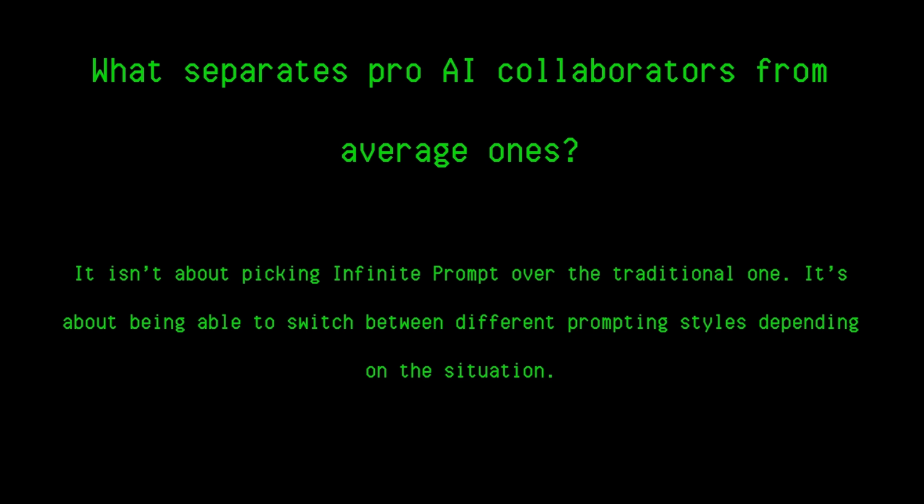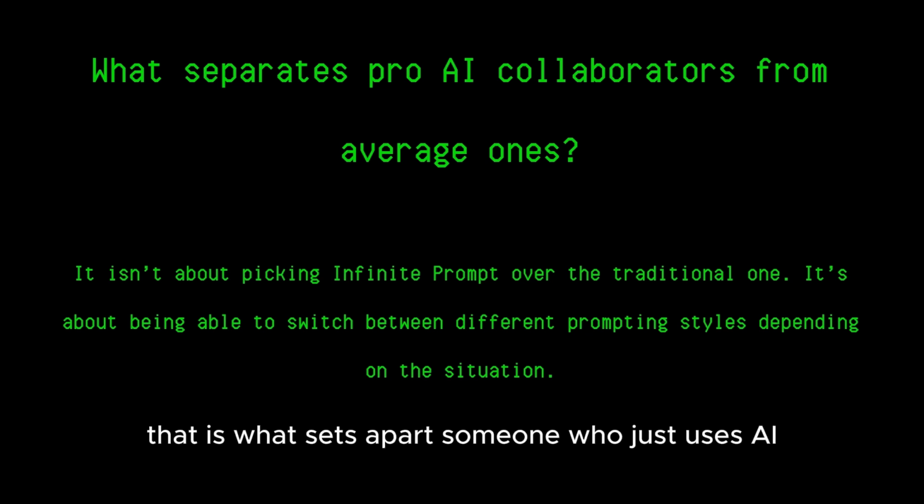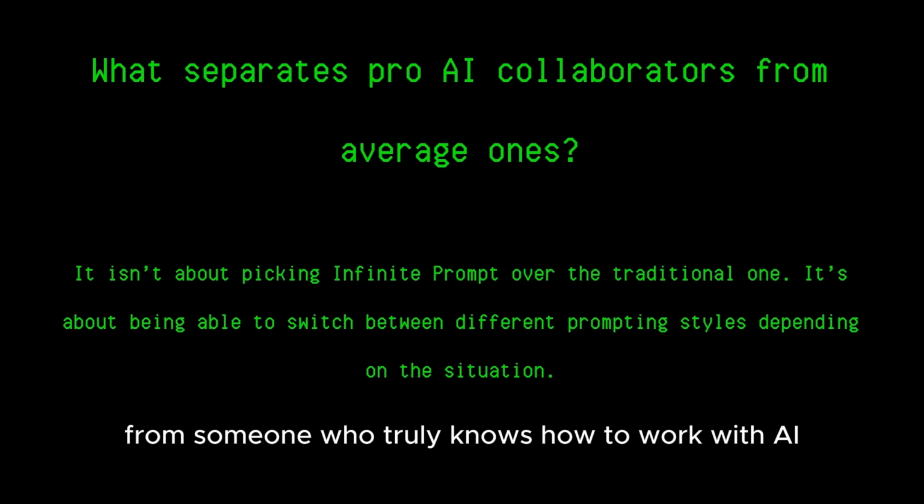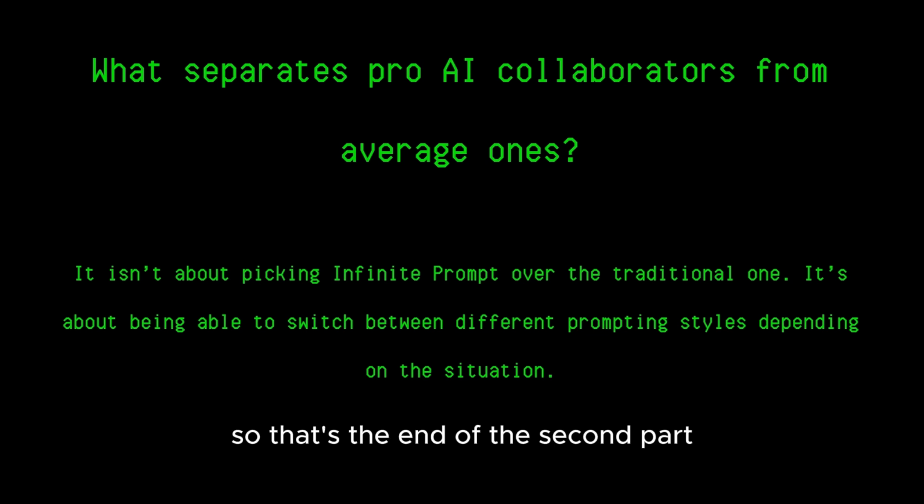So it's about knowing when to use traditional prompting and when to use infinite prompting. That is what sets apart someone who just uses AI from someone who truly knows how to work with AI. So that's the end of the second part.